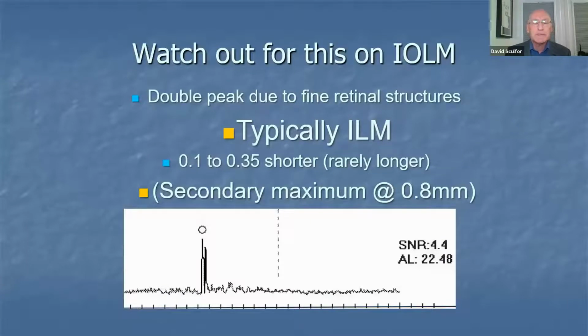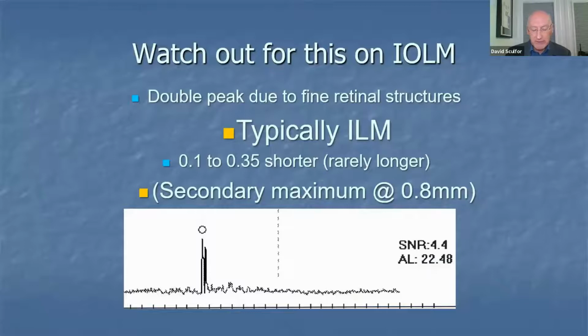For the IOL Master users, you will sometimes find you get a double peak due to fine retinal structures. For some reason, the Lenstar doesn't seem to suffer from this problem. I think probably because it works on a different wavelength. So what happens is that the light is bounced off the inner limiting membrane rather than the retinal pigment epithelium, which is where it should be measuring to. So you'll find the measurements come out about 0.1 to 0.35 of a millimetre shorter than they really should. Just occasionally it will pick up choroid rather than retinal pigment epithelium, but it's usually the ILM, and it's often patients with a slightly thickened membrane. So you get this secondary maximum.